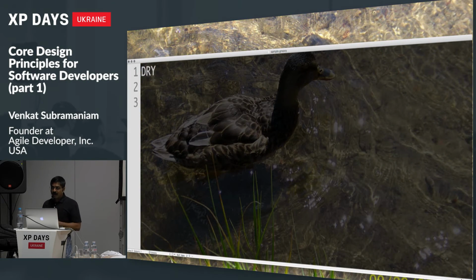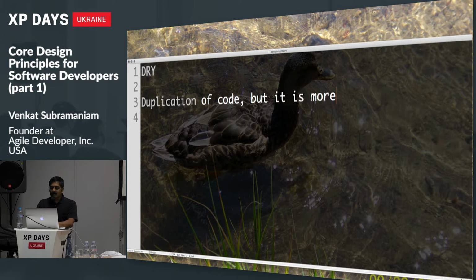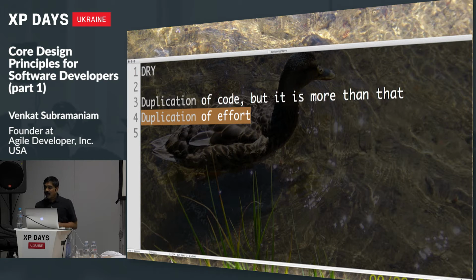This was written by the Pragmatic Programmers in the book The Pragmatic Programmer, and this basically talks about two things. One is, of course, duplication of code, but it's a lot more than that. It actually talks about duplication of effort. So duplication of code is also duplication of effort, but duplication of effort is not always duplication of code. We really want to keep track of the duplication of effort as well.